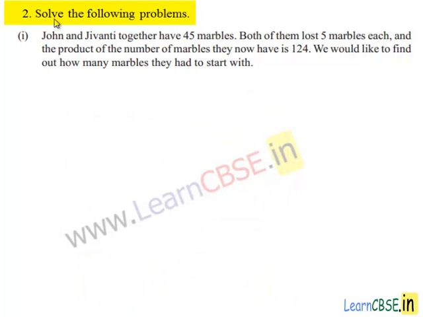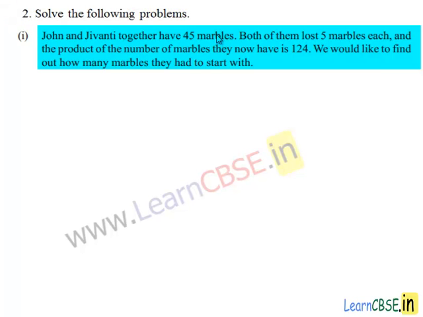Coming to the second problem, solve the following problems. The first bit given is John and Jivanti together have 45 marbles. Both of them lost 5 marbles each, and the product of the number of marbles they now have is 124. We would like to find out how many marbles they had to start with. Let us see the solution.